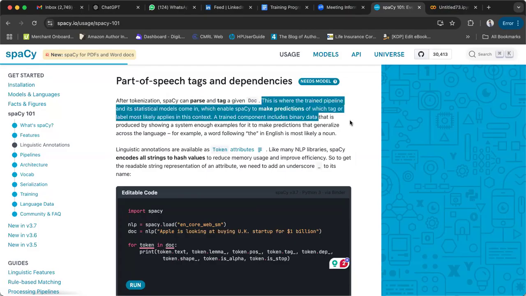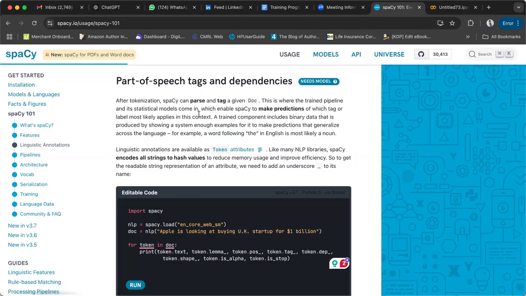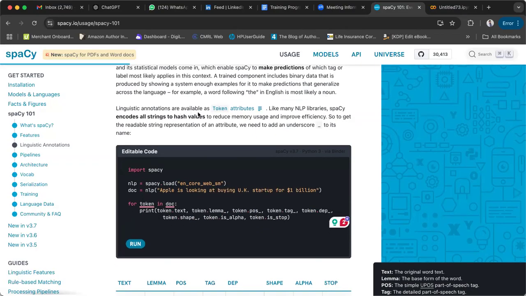So this is where the trained pipeline and its statistical models come in, which enables spaCy to make predictions of which tag or label most likely applies in this context. A trained component includes binary data that is produced by showing a system enough examples for it to make predictions that will generalize across language. For example, a word following "the" in English is most likely a noun.